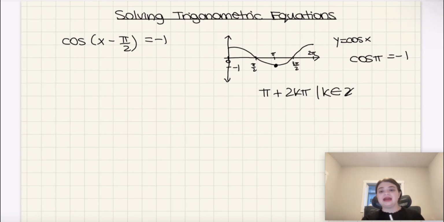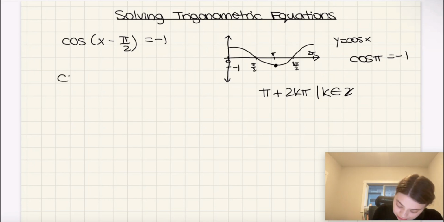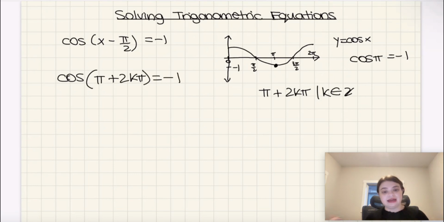We could add any multiple of 2 pi, and we would still get -1 because the sinusoidal function repeats itself again and again. And so therefore we know that in general, cos of pi plus 2k pi is equal to -1 so long as k is an integer.